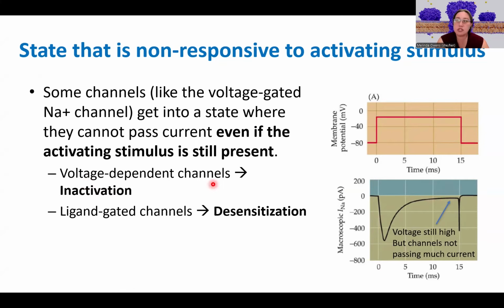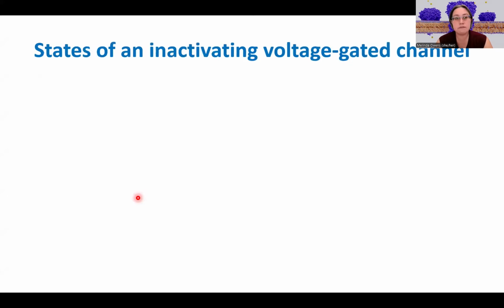When these are voltage dependent channels and this happens, we call this state the state of inactivation. We call the channels inactivated. And then this can also actually happen with ligand gated channels. Like if the ligand is still there and they stop responding, that is called desensitization. So that will come up later on in the course. For now, we're going to focus on inactivation because for now, we're going to focus on voltage gated channels.